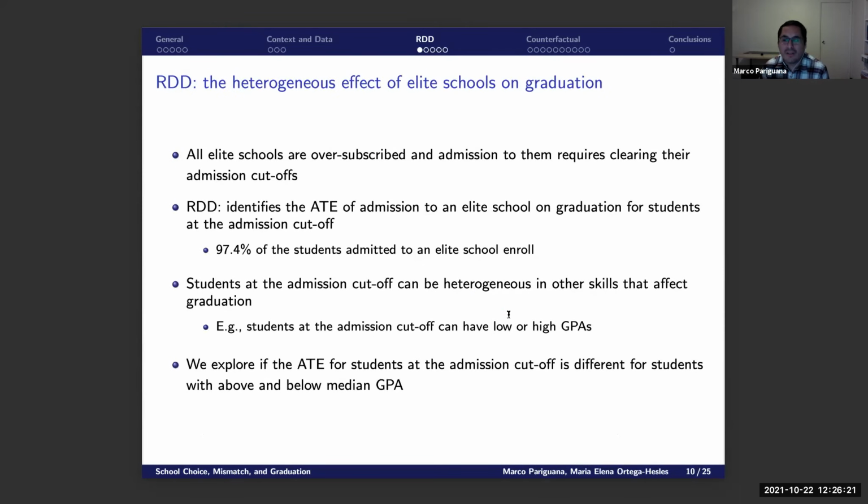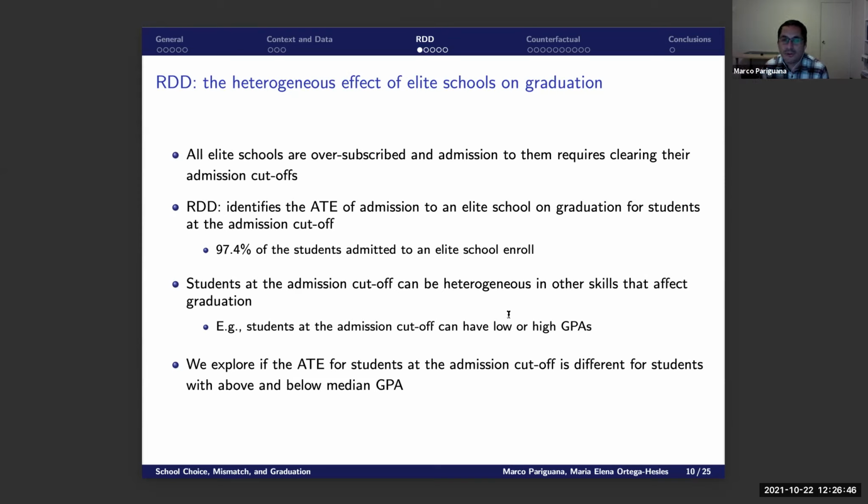Okay, now about the RDD, which is the first part of the paper, all elite schools are oversubscribed, and admission to them requires clearing their admission cutoffs. So basically, we can do an RDD. And the RDD is going to identify the average treatment effect of admission to an elite school on graduation for students at the admission cutoff, because you have the continuity assumption, so you're basically estimating the effect at a boundary point.